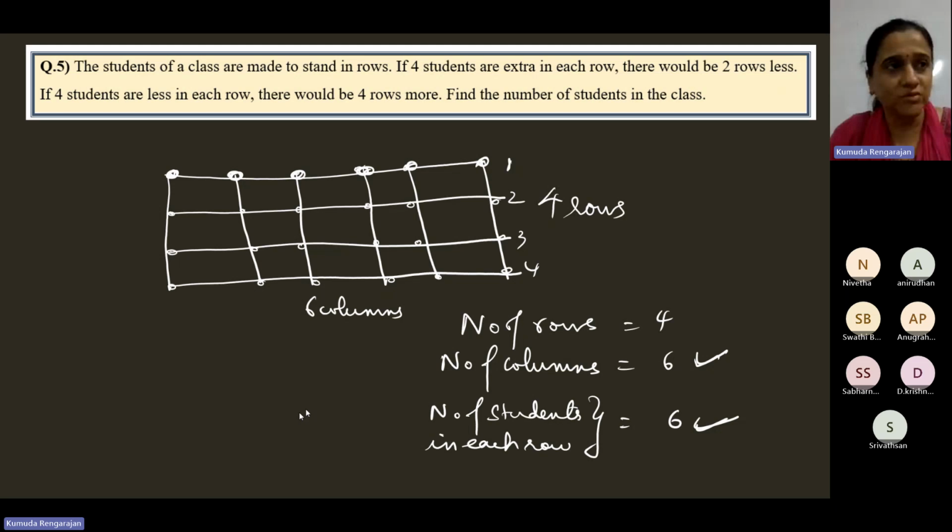And we know that the number of rows into the number of columns will be the total number of students. Number of rows, 4. Number of columns, 6. So how many students are here in this arrangement? 24.